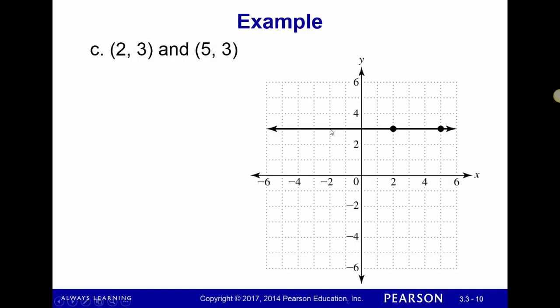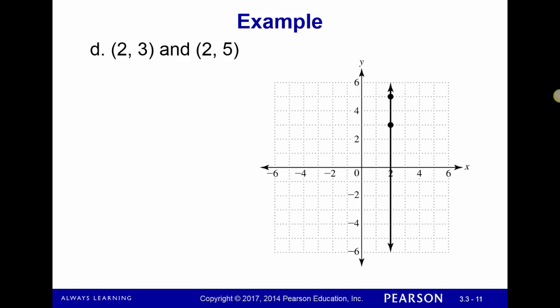Next, 2, 3, and 5, 3. This is one of the special lines. In this case, the y value is never changing. And the slope of this line, if we notice, there is no rise, it's 0. The run here is 3, so the slope of the line is 0 over 3, or 0. So a horizontal line has a slope equal to 0.